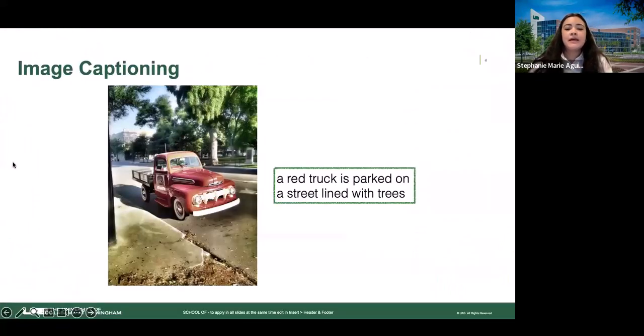And as you can see here, there's a few things that we've looked at in terms of image processing as well as object detection. The first thing that you would probably see is making sure that you're able to detect that this is a red truck. It's surrounded by trees. And here you have a red truck. It's parked on a street lined with trees, right? And so you would have a caption for each one of these images.